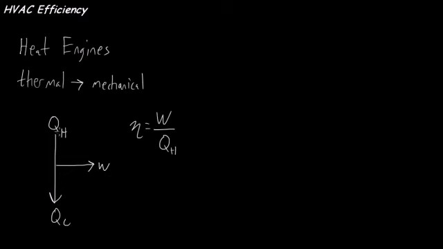Recall that because of the laws of thermodynamics, there's a limit to how efficient any heat engine can be, and that's equal to the Carnot efficiency. This is the maximum possible efficiency of a heat engine. It's equal to 1 minus the temperature of the cold side divided by the temperature of the hot side. And those need to be measured in Kelvin for this formula to work.